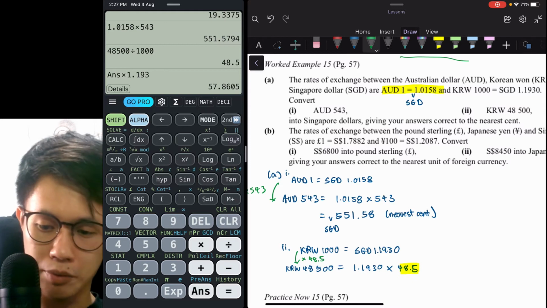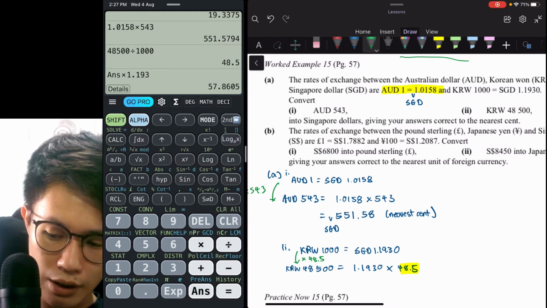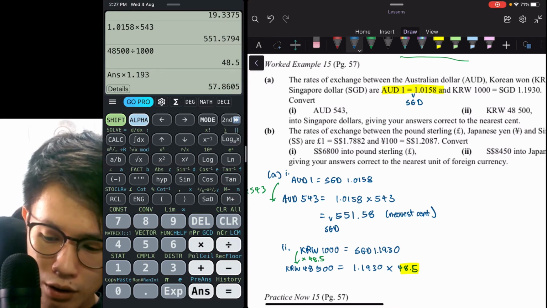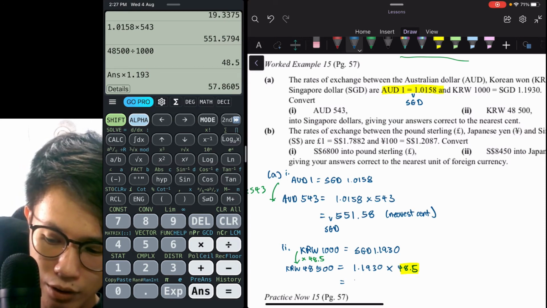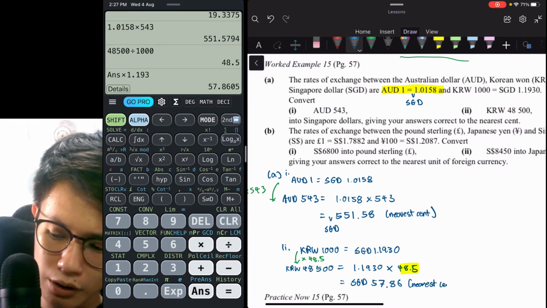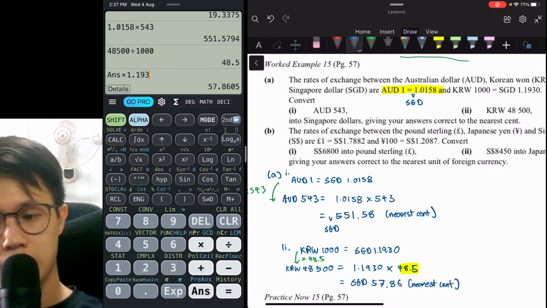$1.193. Okay, I hope I'm correct. Okay, and this is my answer. It's about $57. So it's equal to about SGD 57.86 to the nearest cent. Okay, so this is actually quite straightforward, nothing too difficult.